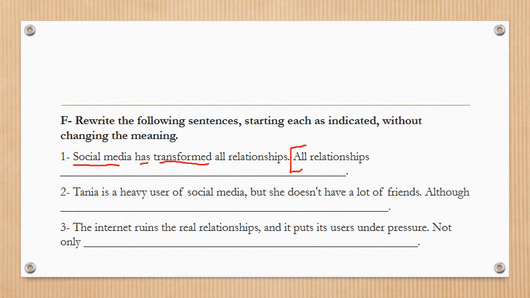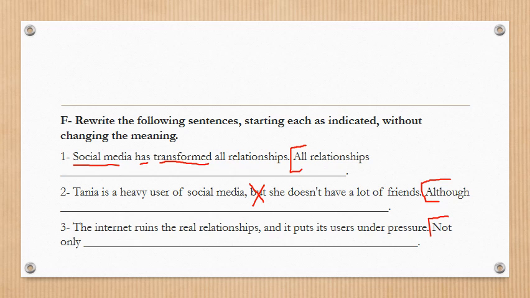Tanya is a heavy user of social media, but she doesn't have a lot of friends. Start with although. Although Tanya is a heavy user of social media, we remove the but, she doesn't have a lot of friends. The internet ruins, means spoils, the real relationships, and it puts its users under pressure.